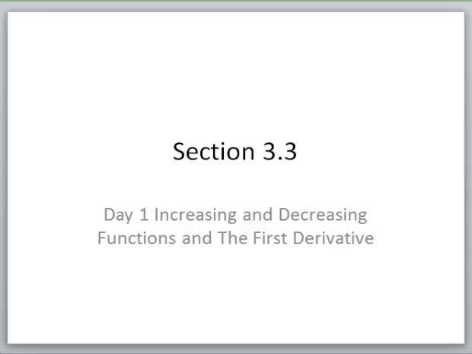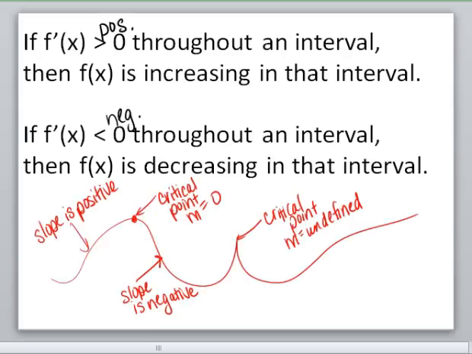In this section, we're going to use first derivatives to find out whether or not the function's increasing or decreasing. So the first thing I want to mention is that if f prime of x is greater than 0, meaning that f prime of x is positive, then f is increasing. If we see that f prime of x is negative or less than 0, then we know that the function is decreasing.